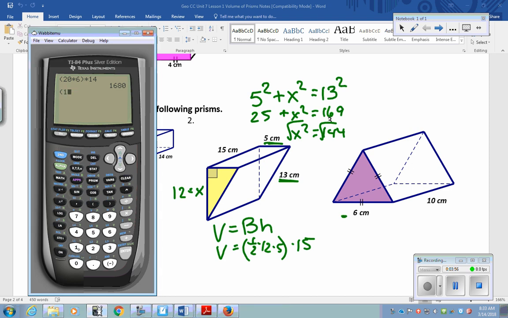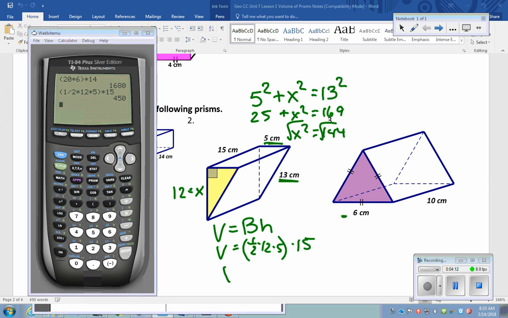So kind of like we just did, I'm going to put all that in the calculator. We got 1 divided by 2 for 1/2 times 12 times 5. Close my parentheses and then do times 15. So we get a volume of 450, in this case centimeters cubed.